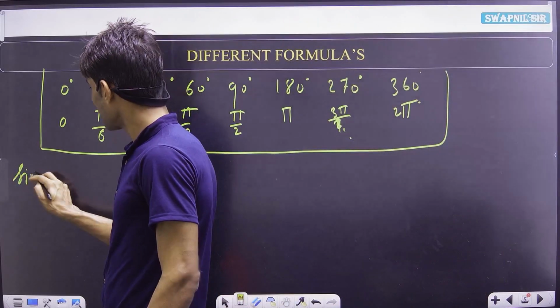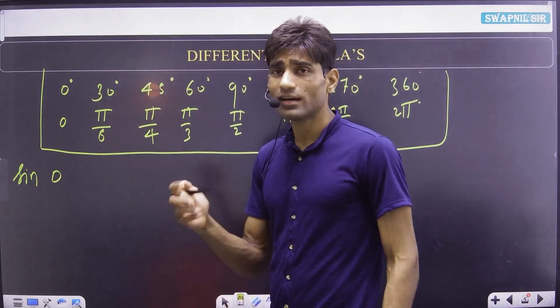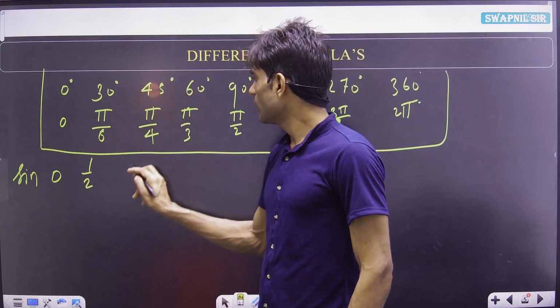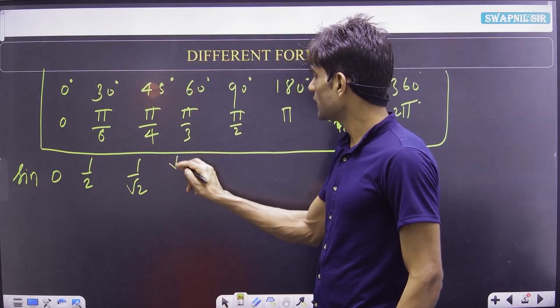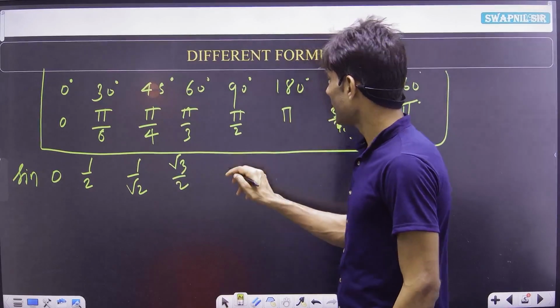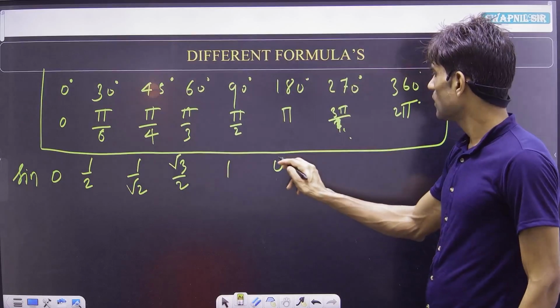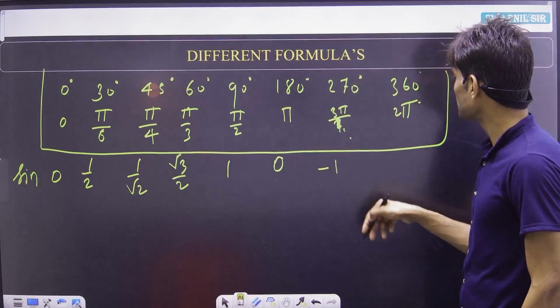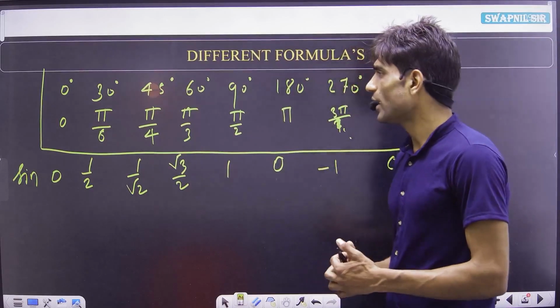Sine 0 is always 0. Sine 30 gives us 1 by 2. Sine 45 is 1 by root 2. Sine 60 is root 3 by 2. Sine 90 is 1. Sine 180 is 0. Sine 270 is minus 1. Sine 360 is 0. All these values related to sine you have to understand.